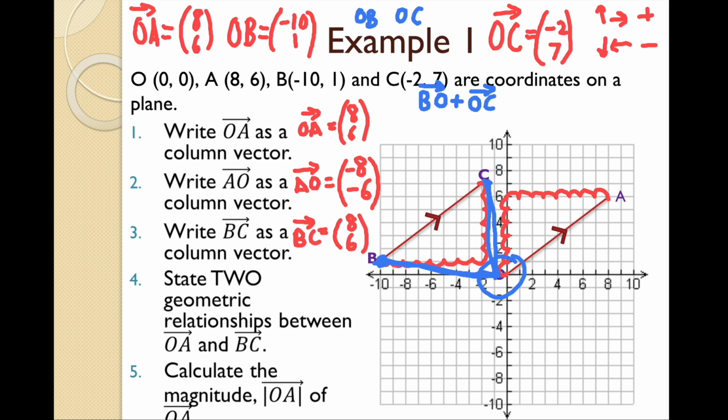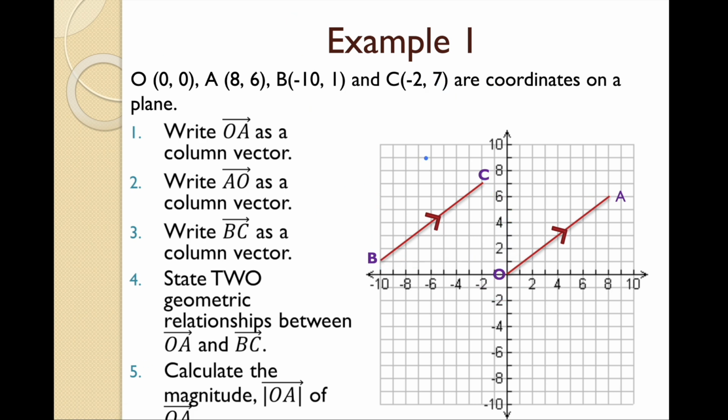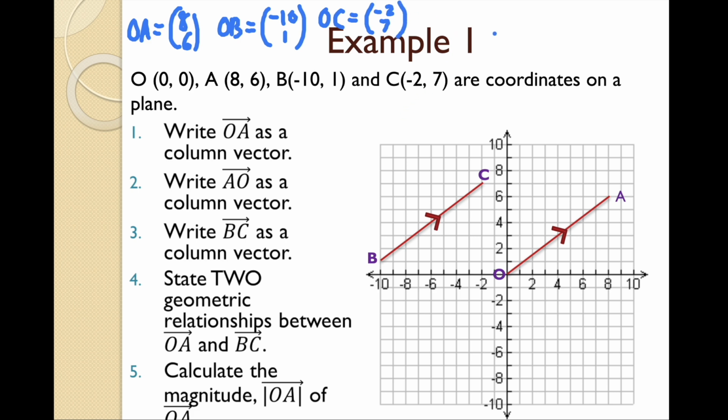So let's clear this again and go through it again, right? We want to go from B to C, but we don't have this graph here. Okay, we know what OA is. What's OA? 8, 6. What is OB? Negative 10, 1. What is OC? Negative 2, 7. Now, I want to figure out what BC is. How can I get from B to C? B to O plus O to C. Now, who could tell me what BO is?